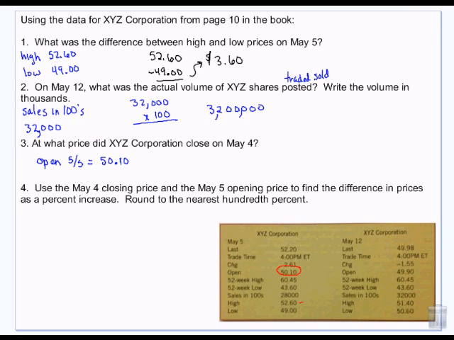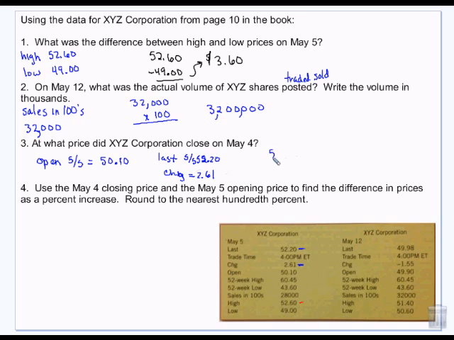That's not the only thing I need to look at. I also need to look at the change from today's close to yesterday's close. So where's the close? Last: 52.20, and that's a $2.61 change. So my last on 5/5 is 52.20, and my change is 2.61.